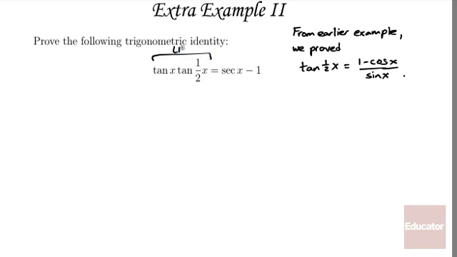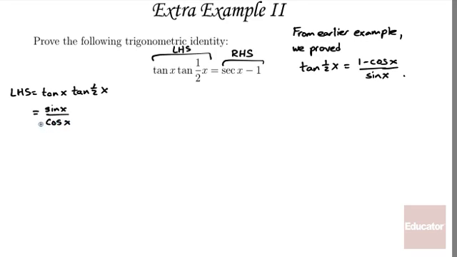So let me start with the left-hand side because that one looks a little more complicated. And I'll try to manipulate it into the right-hand side. So the left-hand side is tangent x times tangent of 1/2 x. Now this tangent x, I'm not sure exactly what to do with that, so for lack of a better option, I'll convert that into sine x over cosine x. That's the definition of tangent, so you can always convert tangent into sine over cosine.